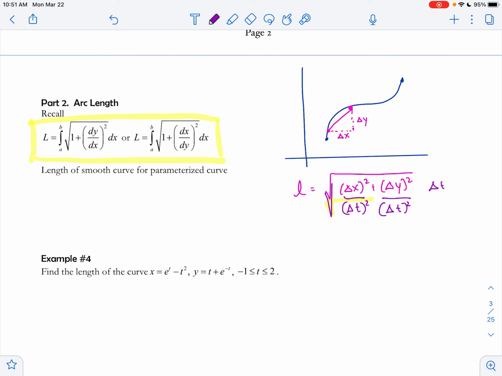Take a moment to see what we just did: we multiplied by change of t over change of t, where the change of t in the denominator was incorporated inside the square root. When we bring it inside, the square root of change of t squared is the same thing as just change of t. So overall, we have change of t over change of t. That's what we multiplied by.